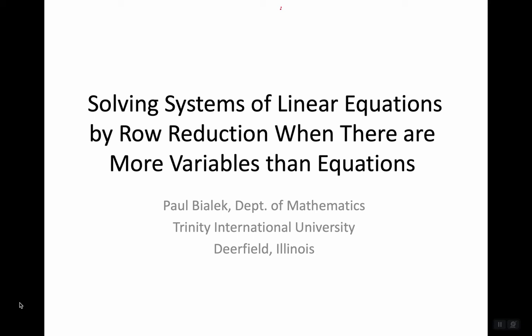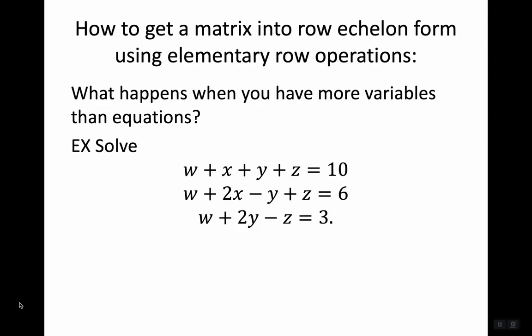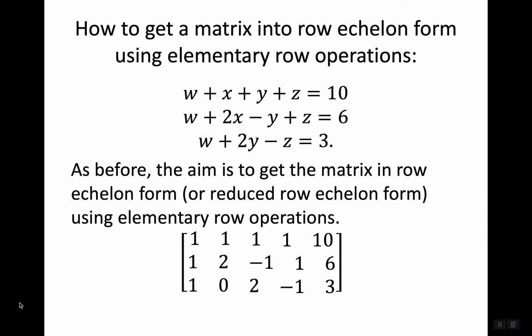Let's talk about solving systems of linear equations by row reduction when there are more variables than equations. What happens when you have more variables than equations? For example, let's solve w + x + y + z = 10, w + 2x - y + z = 6, and w + 2y - z = 3.